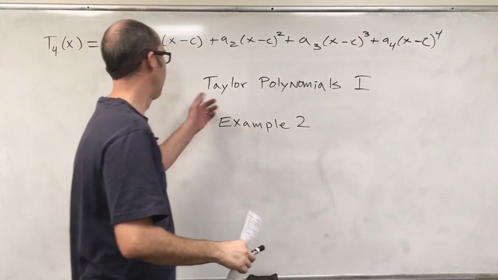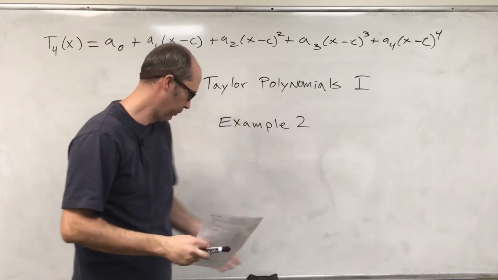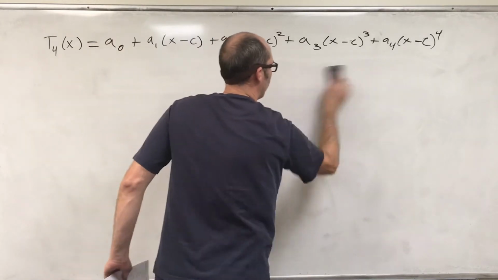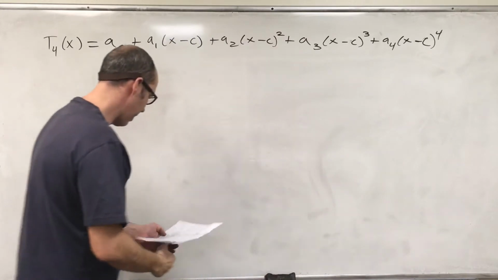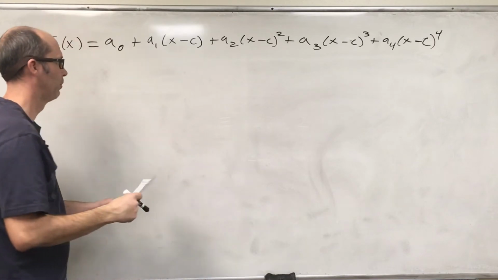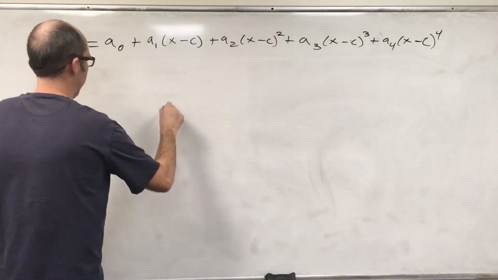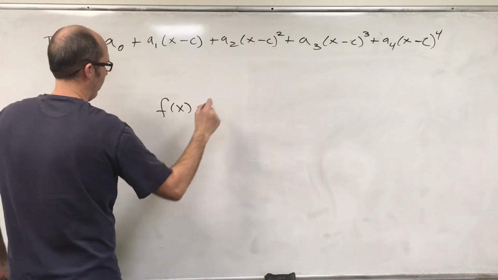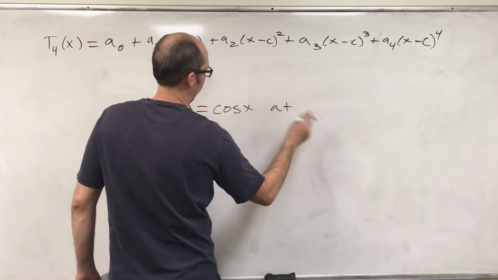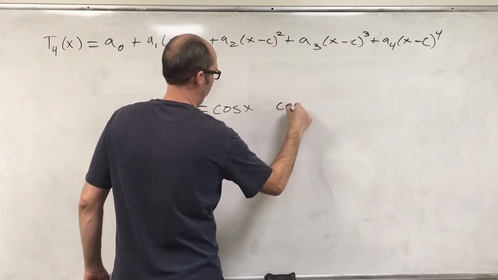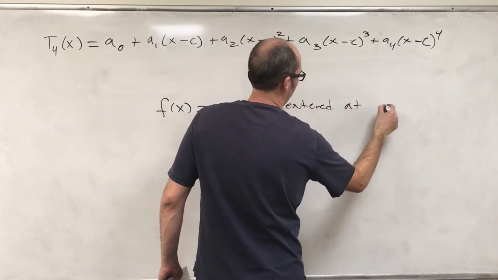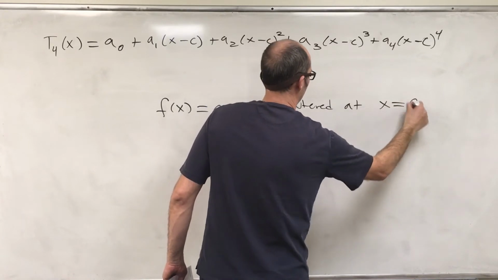Okay, this is Taylor Polynomials 1, example 2. We are going to find the fourth degree Taylor polynomial for f of x equals cosine x, centered at x equals 0.